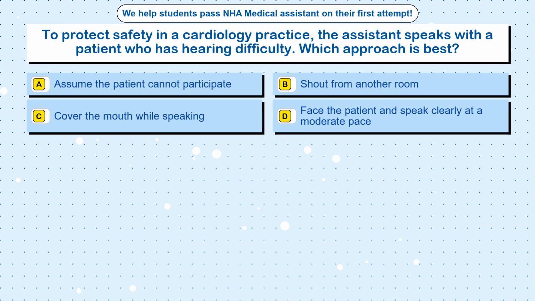Question 81. To protect safety in a cardiology practice, the assistant speaks with a patient who has hearing difficulty. Which approach is best? Option A. Assume the patient cannot participate. Option B. Shout from another room. Option C. Cover the mouth while speaking. Option D. Face the patient and speak clearly at a moderate pace.